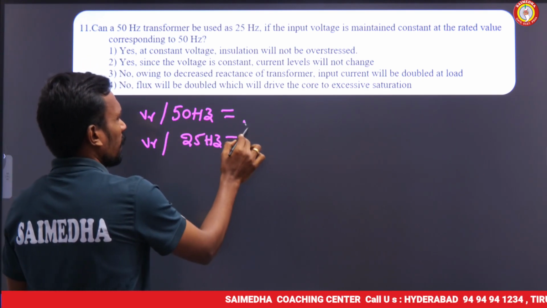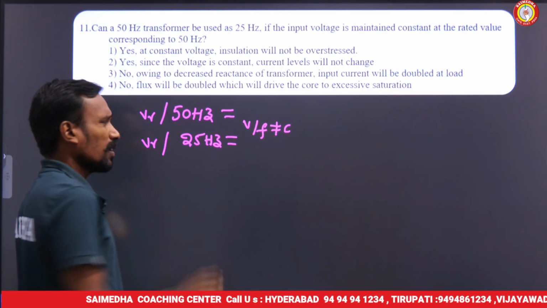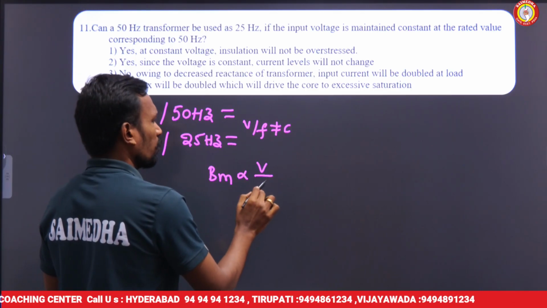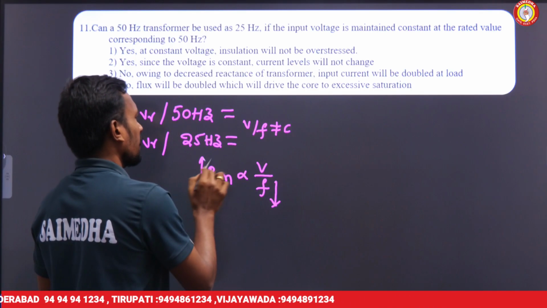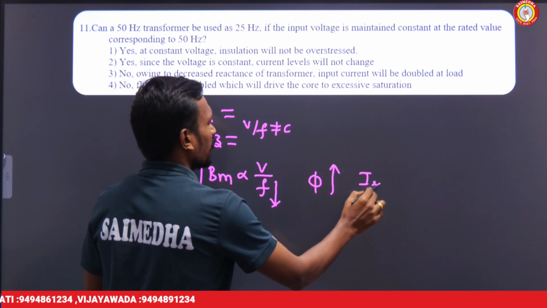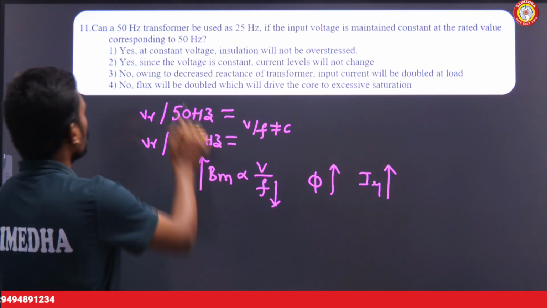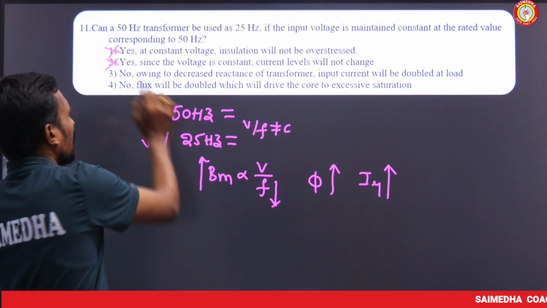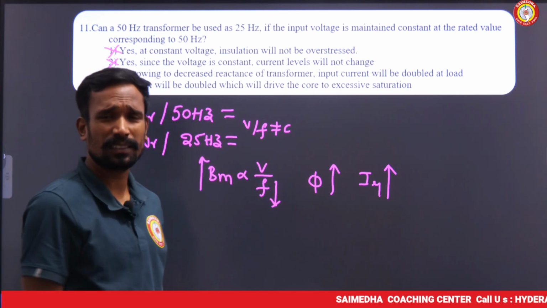Here comparatively, the V by F ratio is not constant. The flux density is not constant. Flux density is equal to V by F. Here the frequency is reduced, so the flux density increases, ultimately flux increases, ultimately I mu increases, etc. will take place. Yes, actually don't use it like this first of all, because it may lead to saturation problems.